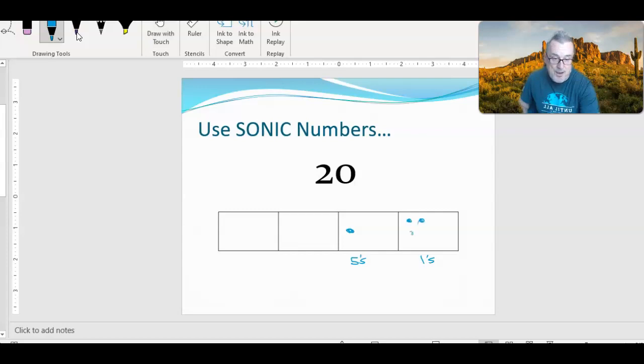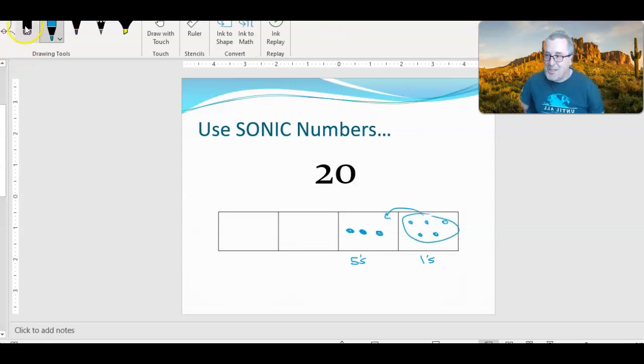6, 7, 8, 9, and 10. So there's another group of 5 that I'm going to bundle and move over to a new place with a new value. So there's a second bundle of 5. And now I'm at 2 bundles of 5. 5 and 5 is 10. I got to keep going. 6, 7, 8, no. 10, 11, 12, 13, 14, 15. So there's a bundle of 5 that gets moved over.